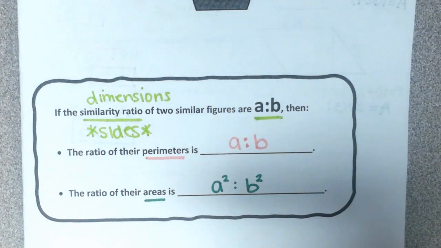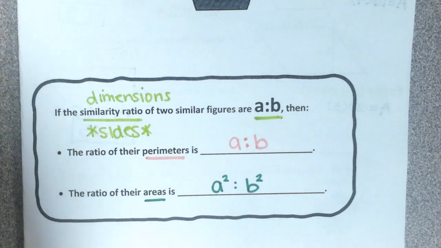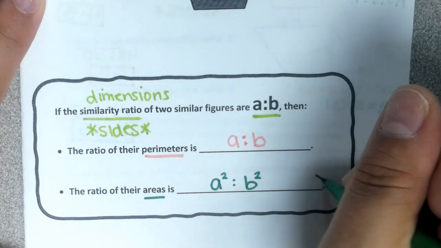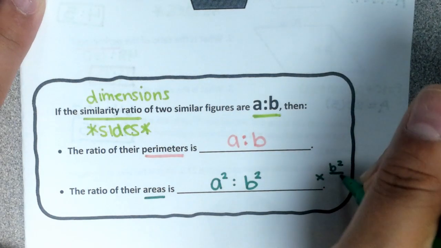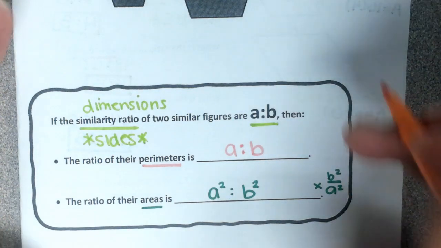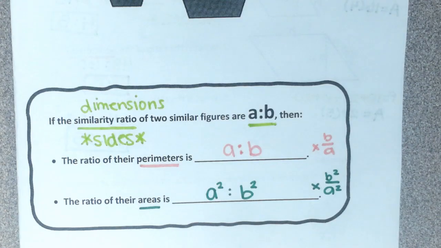Now, these are just your ratios. Okay? If it's talking about actually figuring out, you're going to have to do scale factor. So for the area, you would multiply it by B squared over A squared. For perimeter, you would multiply by B over A. You'd multiply it by that scale factor. Okay?